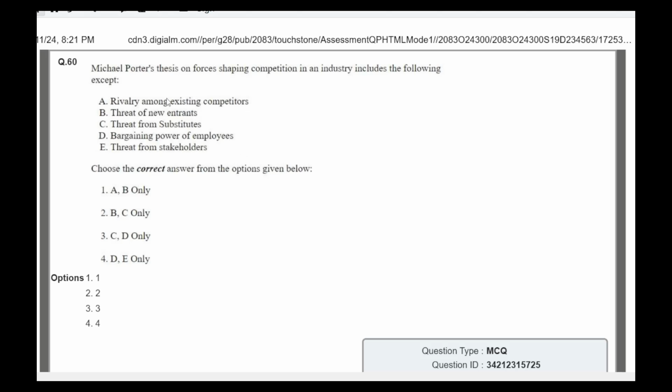Rivalry among existing competitors, yeah, that again shapes the competition. Threat from new ventures, again it will increase your competition. Threat from substitutes, again it will increase your competition, because your product will be outdated, and again it will be tough for you to survive. So A, B, C were the right things for shaping your competition, but bargaining power of employees doesn't make sense, and threat from stakeholders, these two options look a little bit odd here. So you can also answer questions like this.